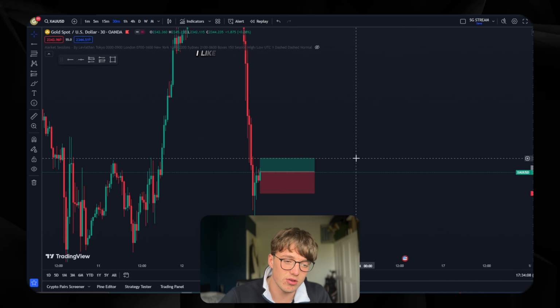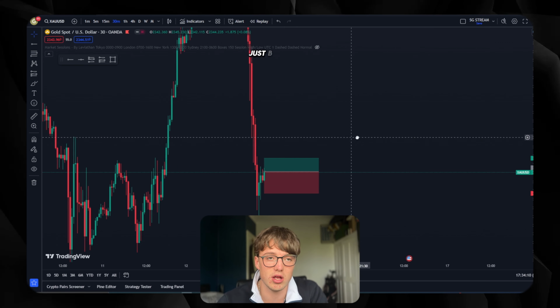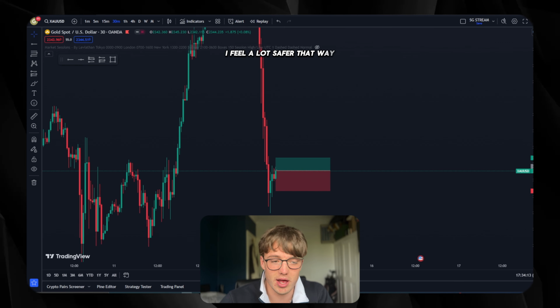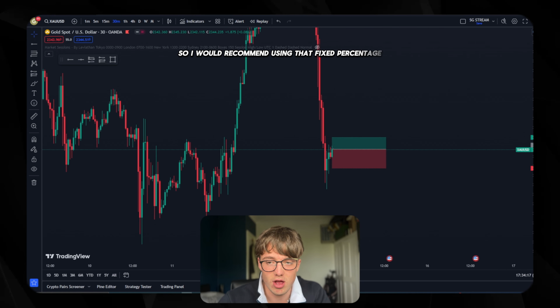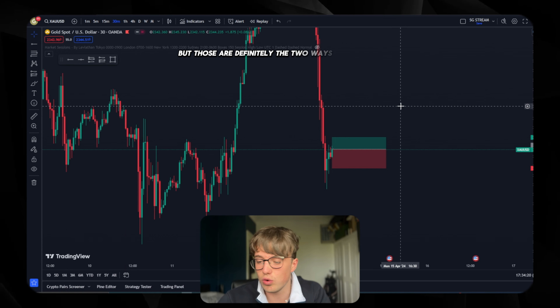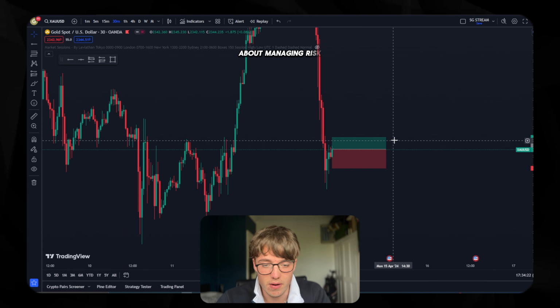Personally, I don't do this. I like to risk a certain percent each trade, just because I feel a lot safer that way, and I think it's a better way to approach the market. So I would recommend using that fixed percentage, but those are definitely the 2 ways you can go about managing risk.